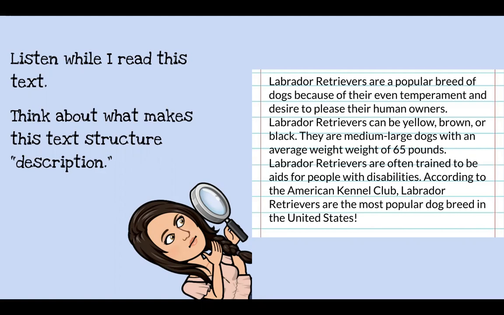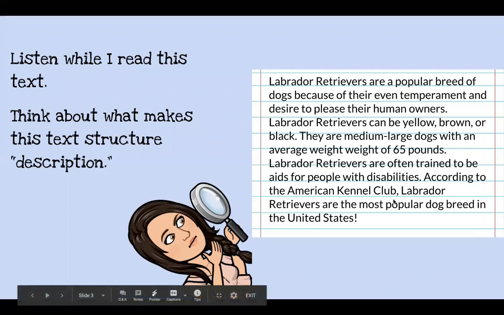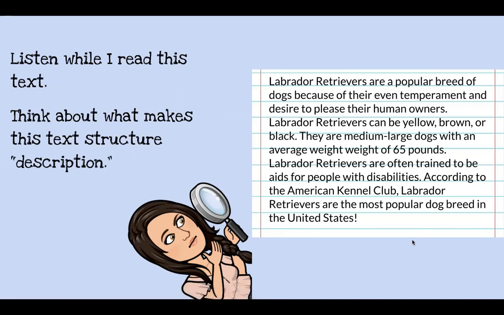So here we go. Labrador Retrievers are a popular breed of dogs because of their even temperament and desire to please their human owners. Labrador Retrievers can be yellow, brown, or black. They are medium large dogs with an average weight of 65 pounds. Oops, I accidentally put weight twice. Labrador Retrievers are often trained to be aids for people with disabilities. According to the American Kennel Club, Labrador Retrievers are the most popular dog breed in the United States.